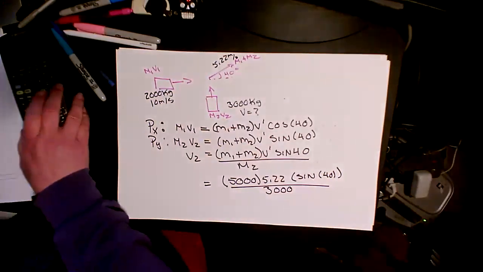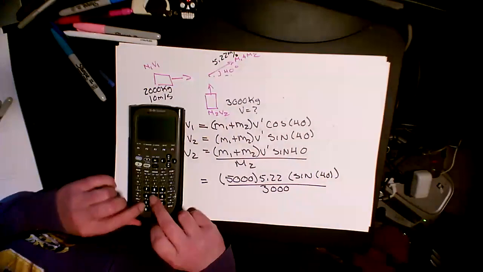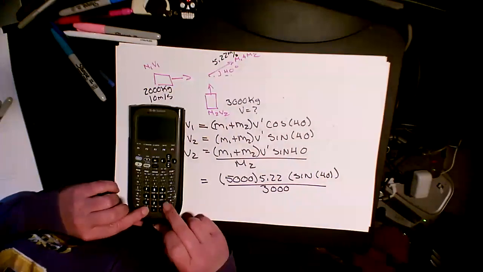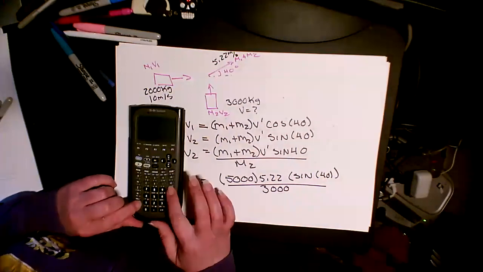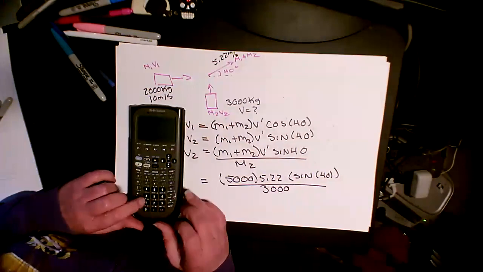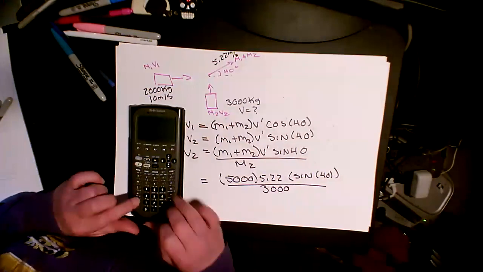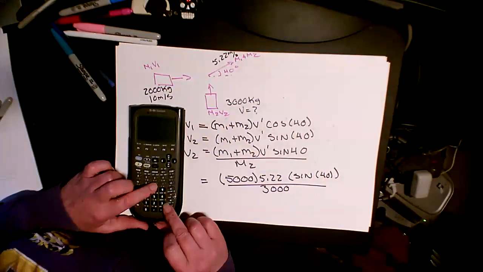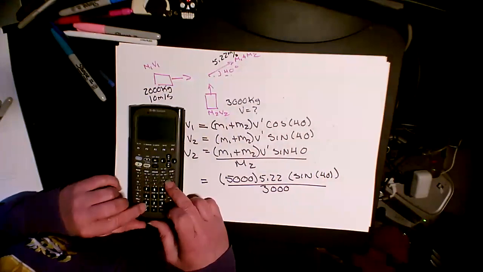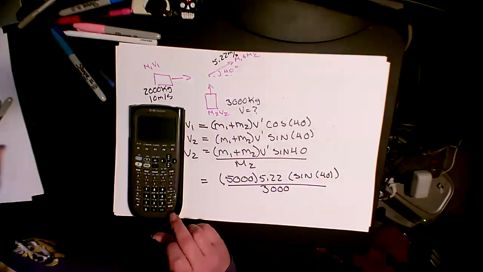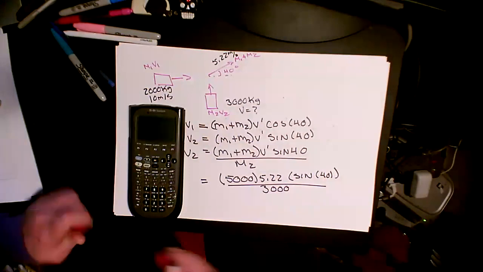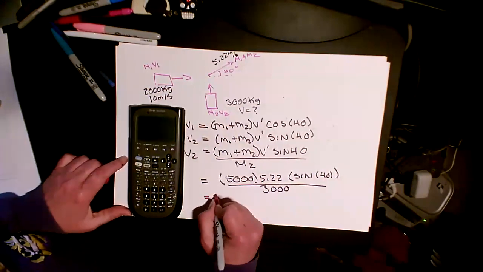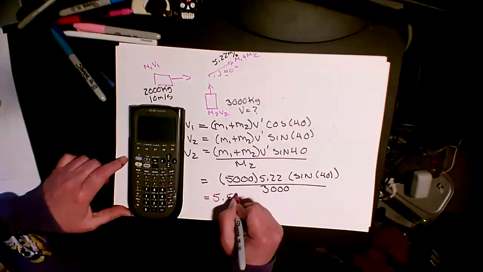So how fast was the first car going? 5,000 times 5.22 times sine of 40 divided by 3,000. 5.59 meters per second.